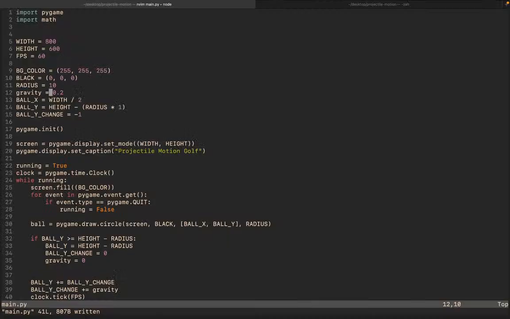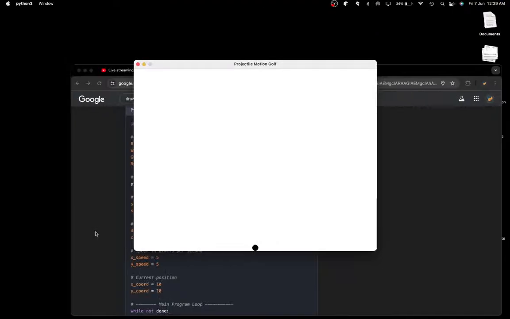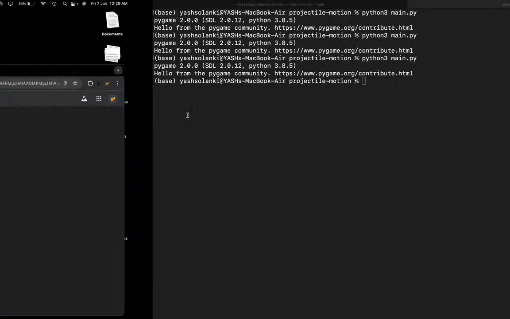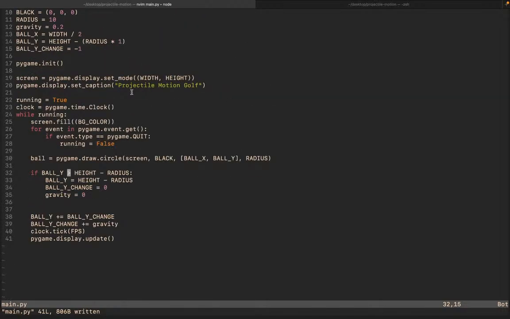In reality, it should work. Also, I think I don't need to add that equals to it. Let's do that. Boom. Now there's a tiny problem with this. The problem is that the ball is there, so I'm going to set it to 2.